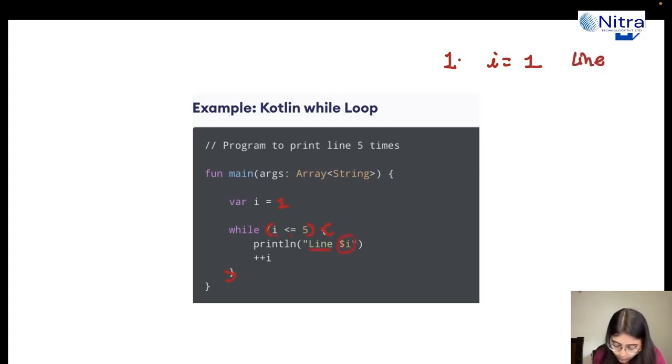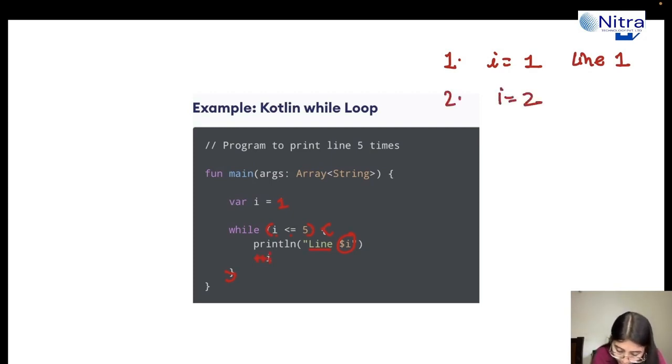and what is the value of I? It is 1, right? It is 1 right now. After that I will do plus plus I, it is pre-increment, so the value of I now is I is equal to 2.